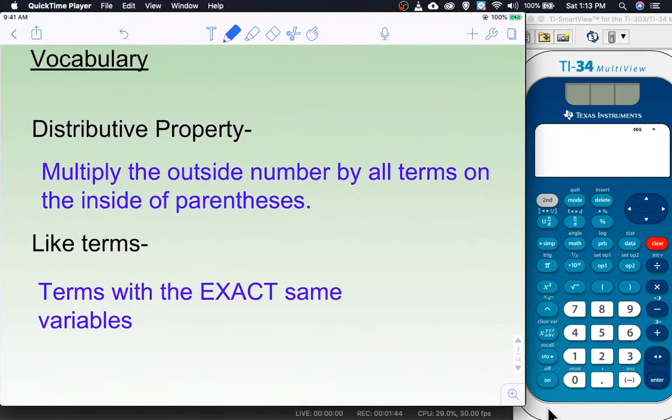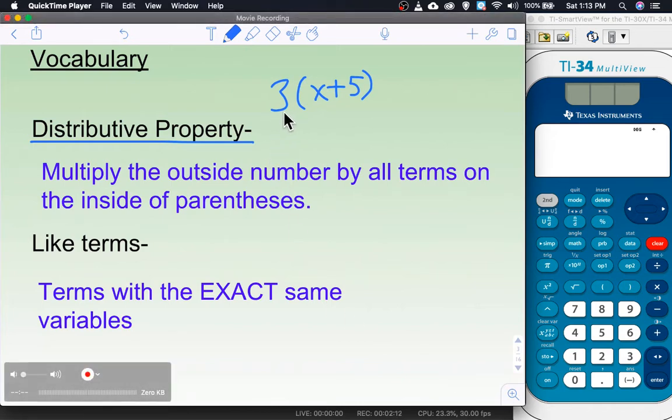We have two vocabulary words here today. We have distributive property, and we have like terms. Distributive property, this definition doesn't do too much. An example will make more sense, but it says when you multiply the outside number by all the terms on the inside of parentheses. What that's trying to say is if you have a problem like 3 times x plus 5, if I take this outside number, the 3 here, I'm going to multiply this by both the numbers on the inside.